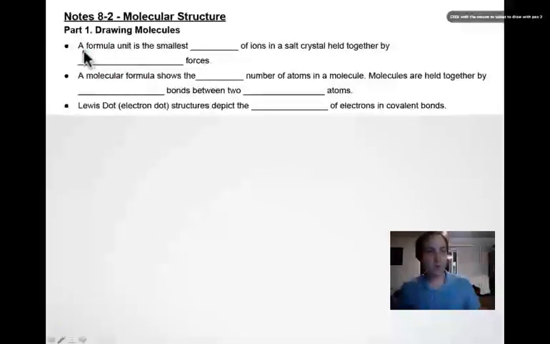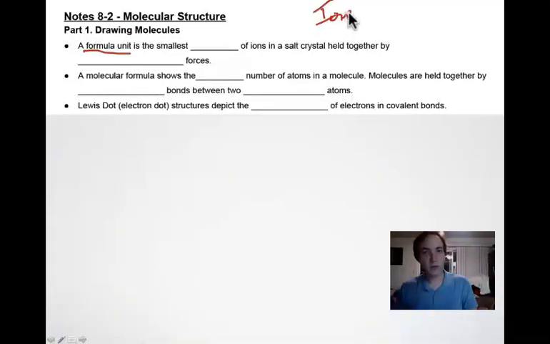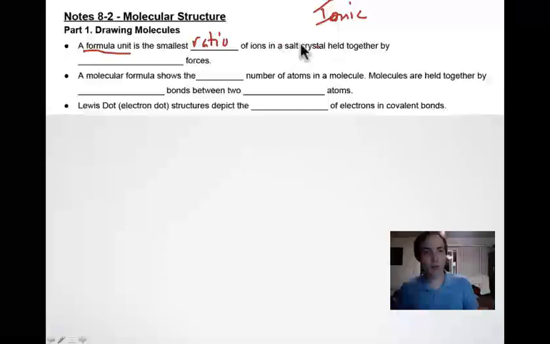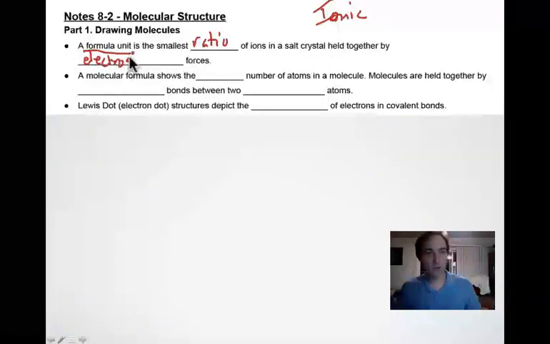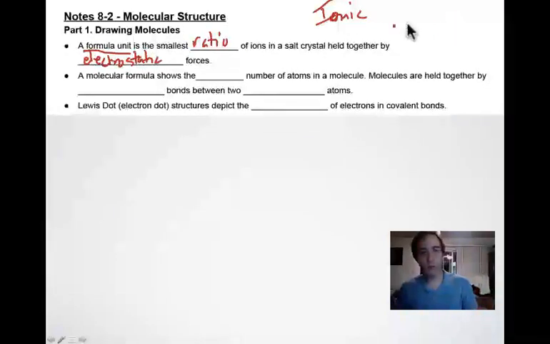What's the difference? Well, formula units, we use these for ionic compounds. And this is something that we did last unit. What a formula unit does is it gives you the smallest ratio of ions in a salt crystal. Basically things that are held together by electrostatic force. So for example, if you had sodium chloride, or maybe another example would be magnesium chloride, these are formula units. And what they tell us is the ratio of sodium to chlorine, meaning this would be 1 to 1, or magnesium to chlorine, which would be 1 to 2.